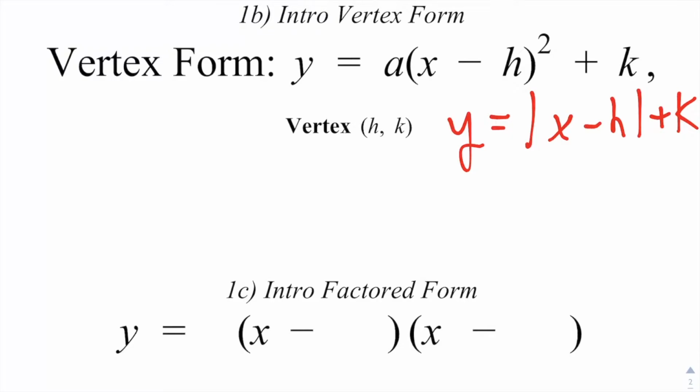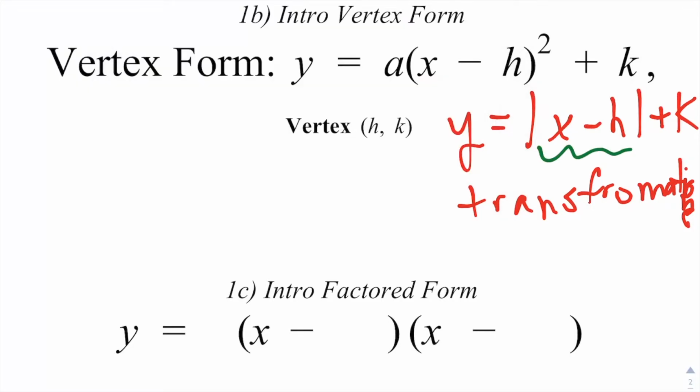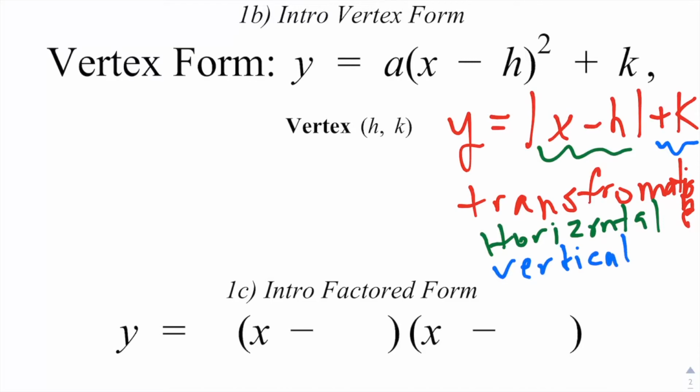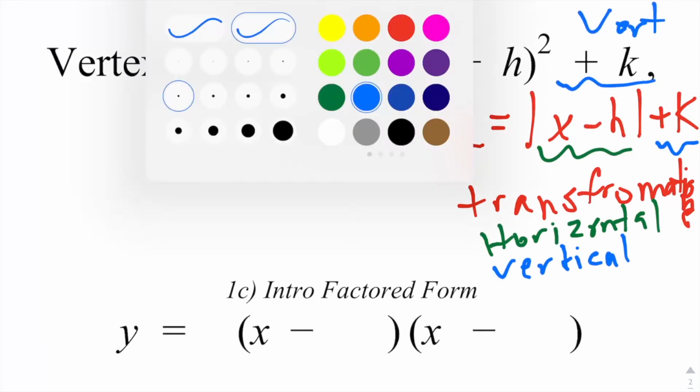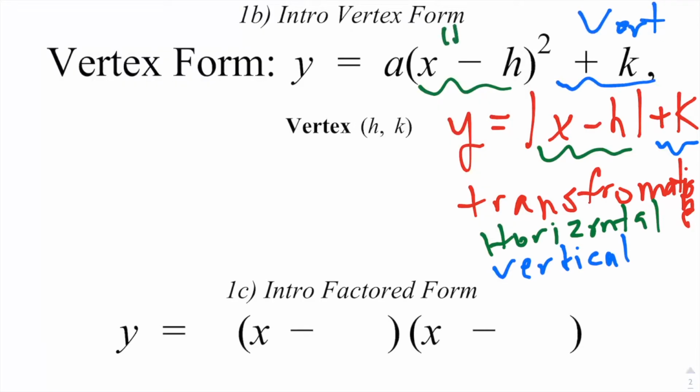Vertex form has two advantages. Number one, it's easy to see our transformations. Sorry, that got messy. But if you remember, when we're inside, that's horizontal transformations. And when we're outside, that's our vertical transformation. That was from when we did absolute values. Well, that's the same thing here. This outside is going to be vertical, and this inside is going to be horizontal. And remember, with horizontal, it's opposite of what you think.